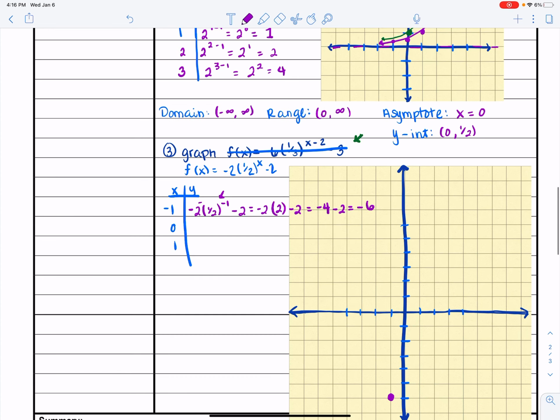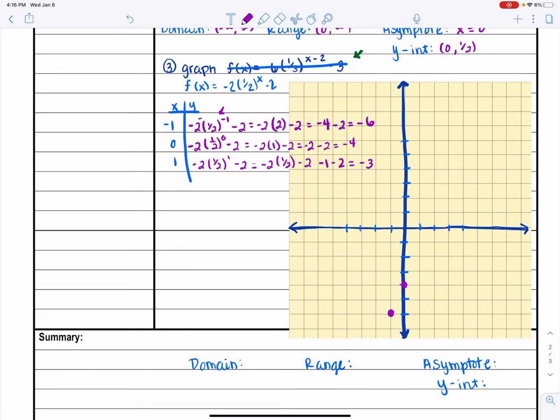Then at 0, I have -2, 1/2 to the 0 power minus 2, which is -2 times 1 whole minus 2. So -2 minus 2 is -4. So at 0, I'm at -4. Okay. At 1, -2, 1/2 to the 1st power. So that's really -2 times 1/2 minus 2. -2 times 1/2 is -1. Minus 2 is -3. So 1, -3.